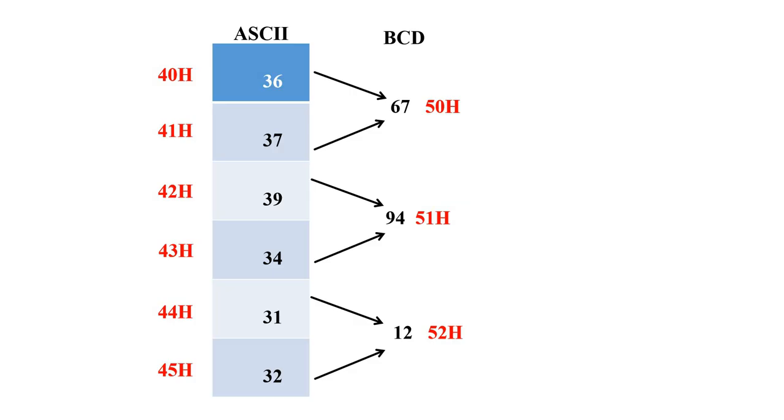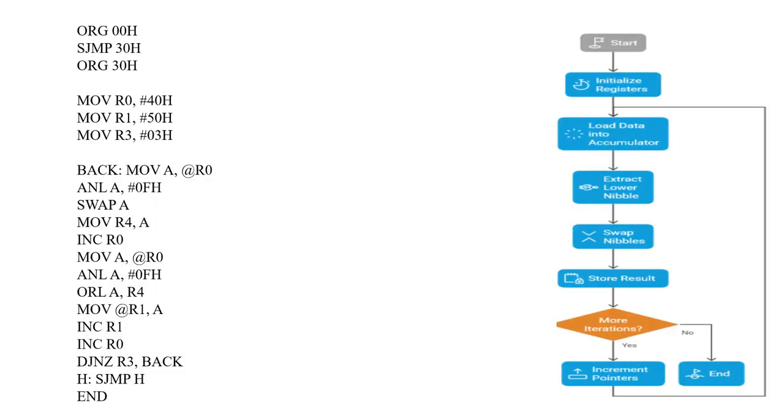And here, to get these, we have to repeat the process of taking the data, masking, swapping, and adding them 3 times. So for this, we need to have a counter. For that we are taking R3 as the counter, and we will take R0 and R1 as the pointers to point to the memory locations 40H and 50H. We will see the program here.